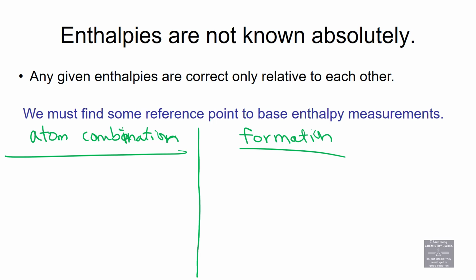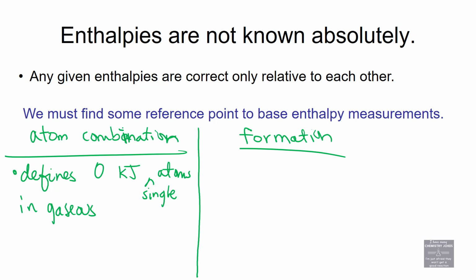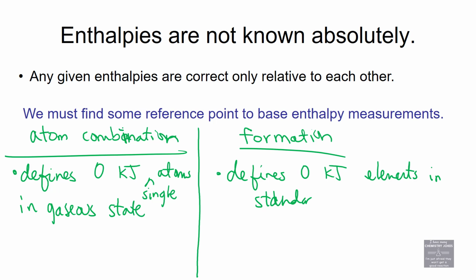Atom combination defines zero enthalpies as atoms, single atoms in their gaseous state. Formation enthalpy tables define zero enthalpy values as, I'm kind of saying this definition backwards, but we're going with it now, elements in their standard state as zero. So what the heck does that mean?